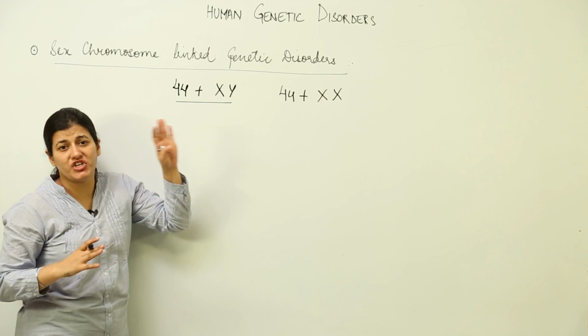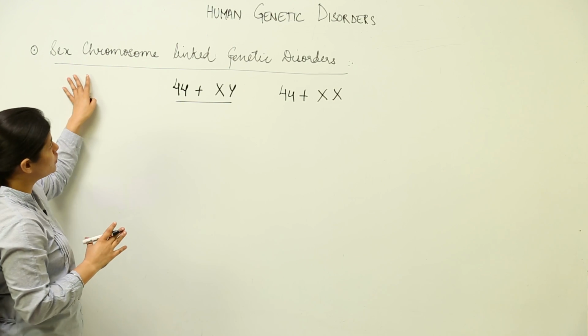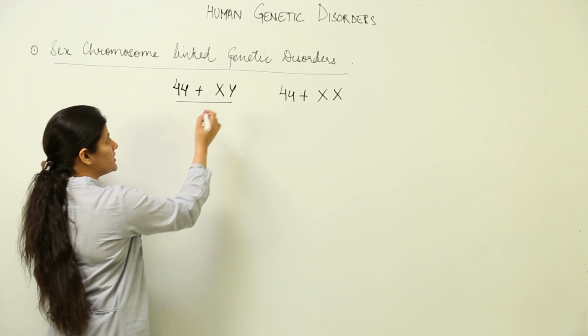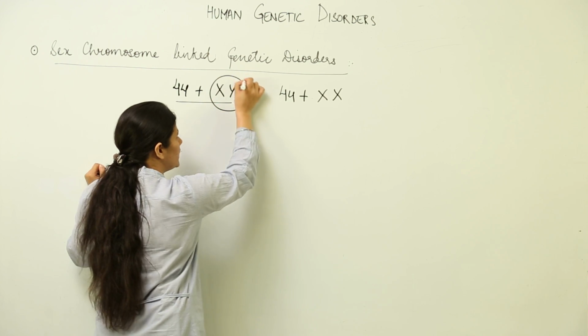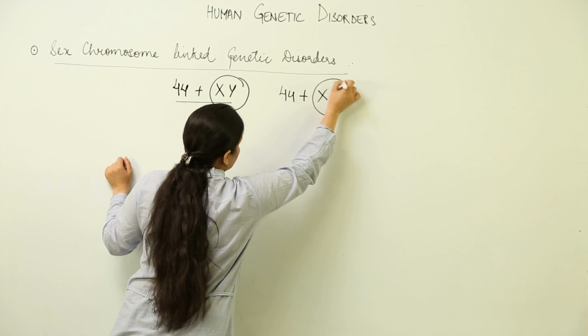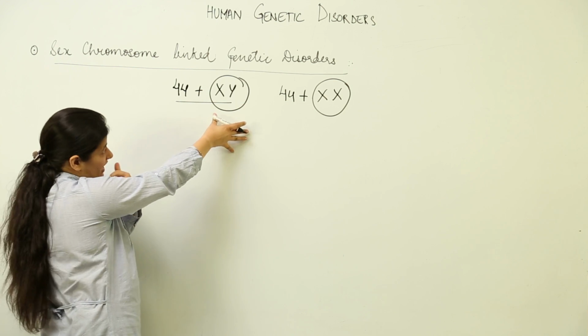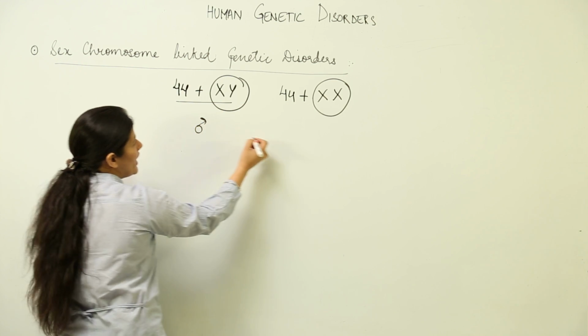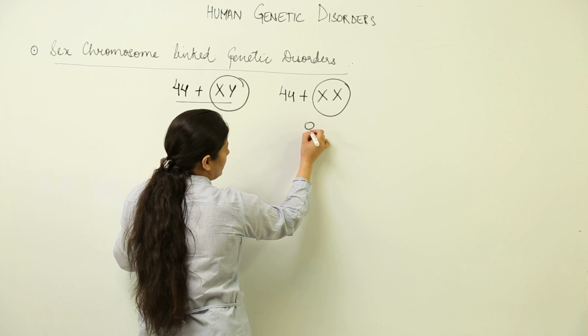When we talk about genetic disorders which are linked to sex chromosomes, we are going to deal with this part. That means these are the sex chromosomes, X and Y in the case of male and X and X in the case of female.